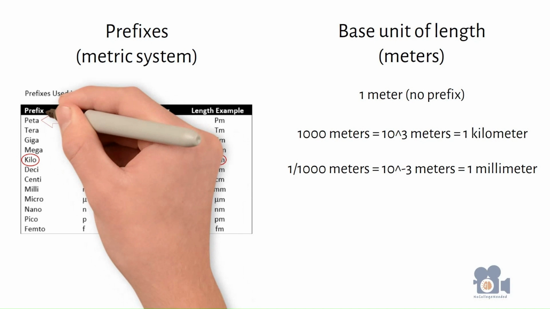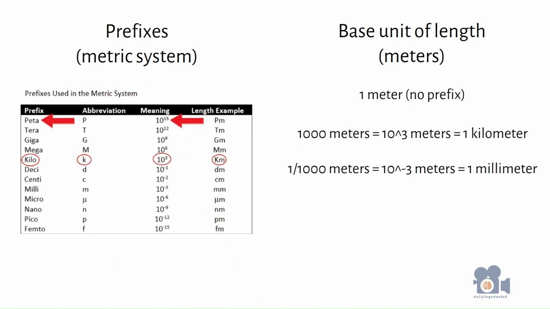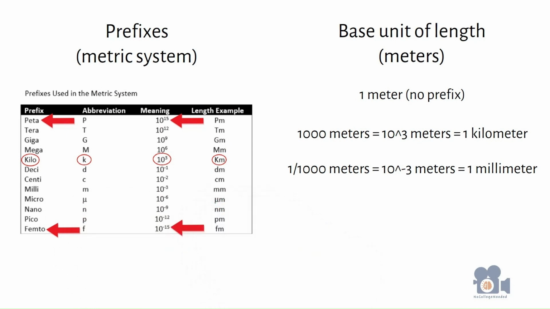So on and so forth, up to petameter, which is 10 to the 15th meters, down to femtometers, which is 10 to the negative 15th meters. This helps scientists write out numbers in a concise manner. For example, 10 to the 15 is 10 with 15 zeros written out.